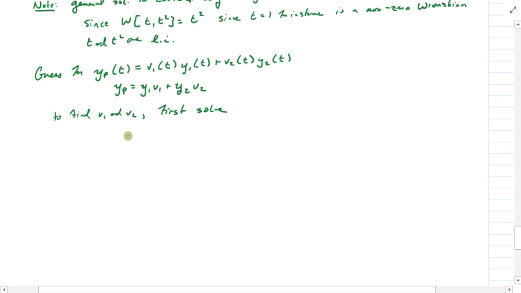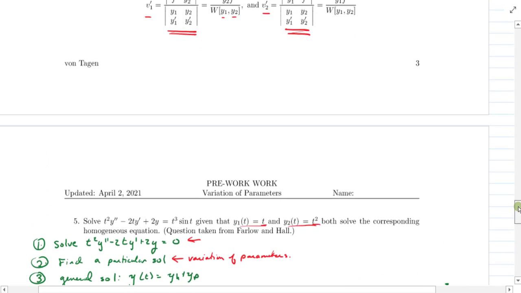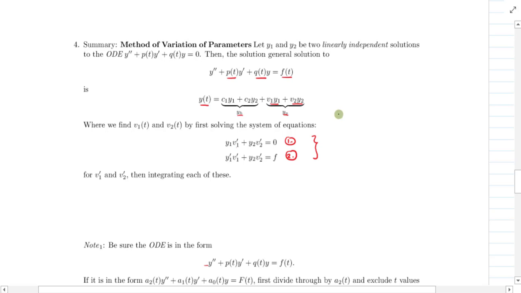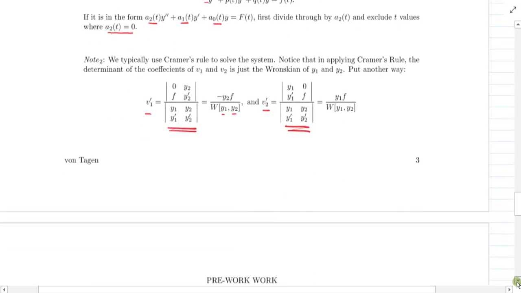The first one, and this one's maybe a little bit hard to remember, is that y1 v1 prime plus y2 v2 prime has to equal 0. And the second equation that needs to be solved is that y1 prime v1 prime plus y2 prime v2 prime has to equal f of t. And if you're unsure of that, just go back and look at what we derived in the previous video, and here we have it in our summary. We're in the process of solving this system of equations right here.